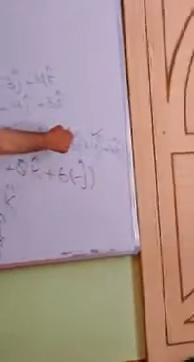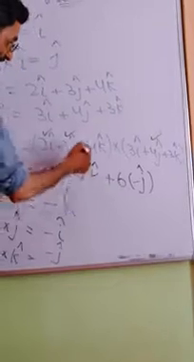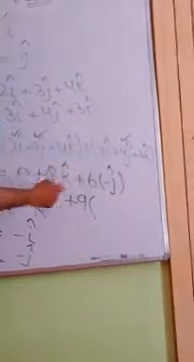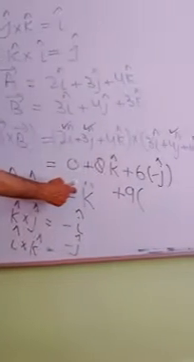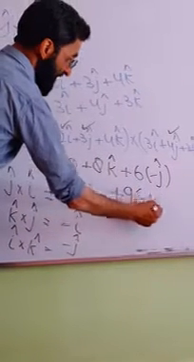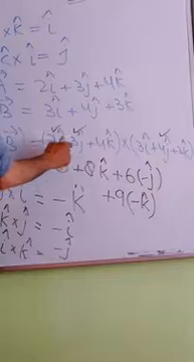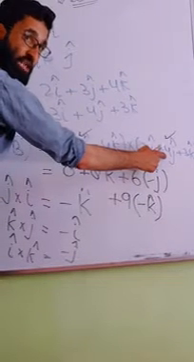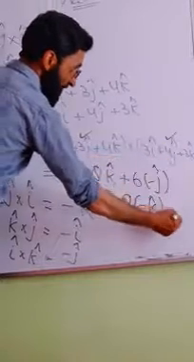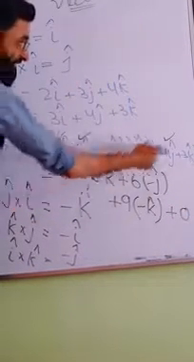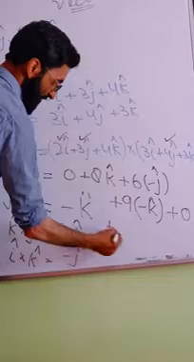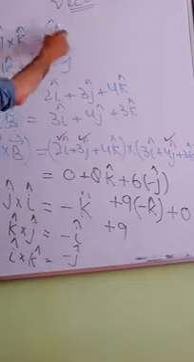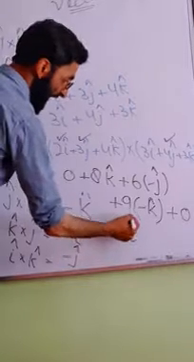After that we take the second. 3J into 3I. It will be 3 threes are 9, plus 9. What is J cross I? J cross I cap is minus K cap. So we will write here minus K cap. What is 3 into 4? It is 12. But J cross J is 0. So we will write plus 0. After that we have to write 3 threes are 9, plus 9. What is J cross K? J cross K is I cap. We will write here I cap.